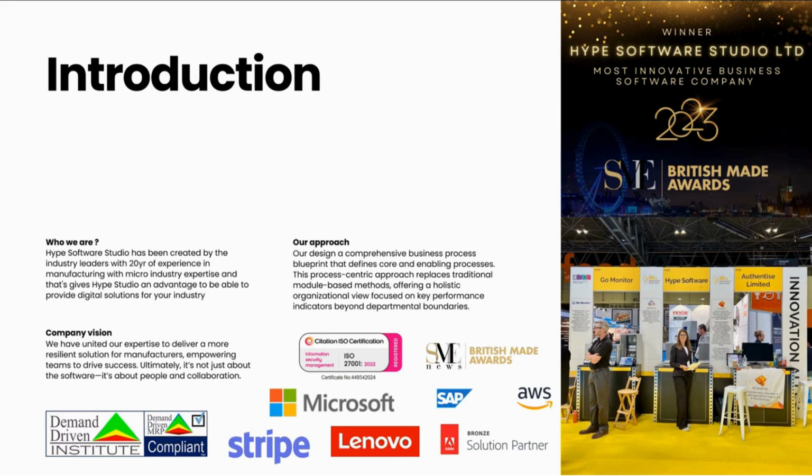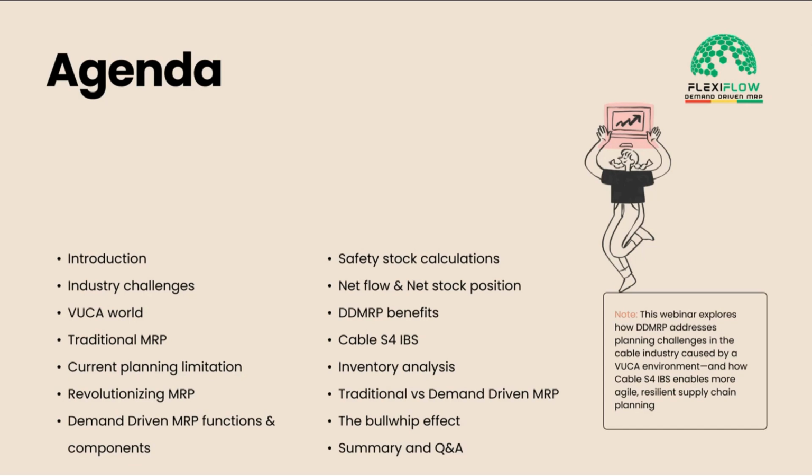We'll also introduce you to Cable S4, our specialized platform designed to help manufacturers like you overcome MRP constraints with intelligent, demand-driven logic. Our approach focuses on business processes and operational KPIs, not just system modules, giving you a holistic, scalable framework to improve performance across the supply chain.